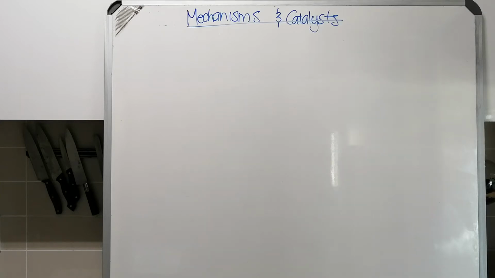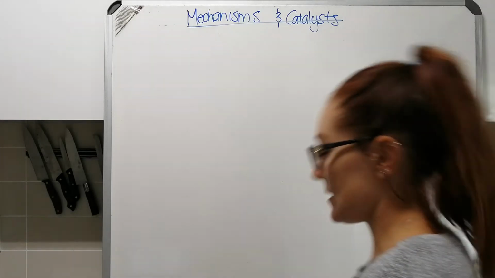Okay, so we're looking at mechanisms and catalysts. I know you've already seen catalysts, you've already seen in grade 11 how it affects your energy graphs, and you know what it is, and you know that it's something that will affect the rate of reaction as well. Adding a catalyst will increase the rate of reaction, but we're just going to look at how it affects the mechanism. Okay, now firstly, ma'am, what is a mechanism?